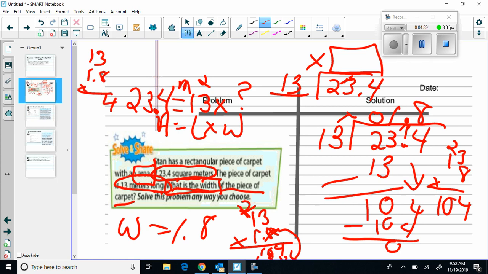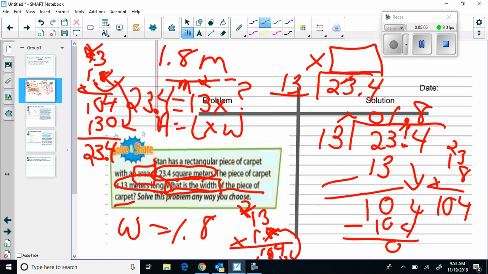Okay, so we have 24, 10. Cross out what you've used. Then we have 1 times 3 is 3. 1 times 1 is 1. And then we're going to move our decimal over one space. Woohoo! So the width of the piece of carpet is 1 8/10 meters. So 1 8/10 meters is my width.